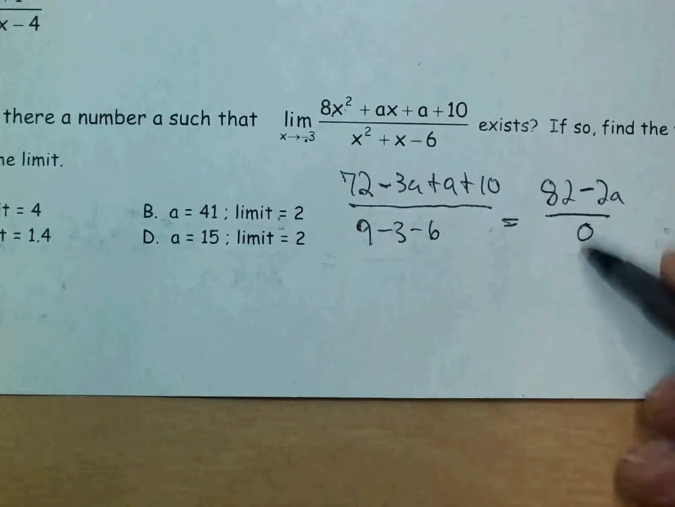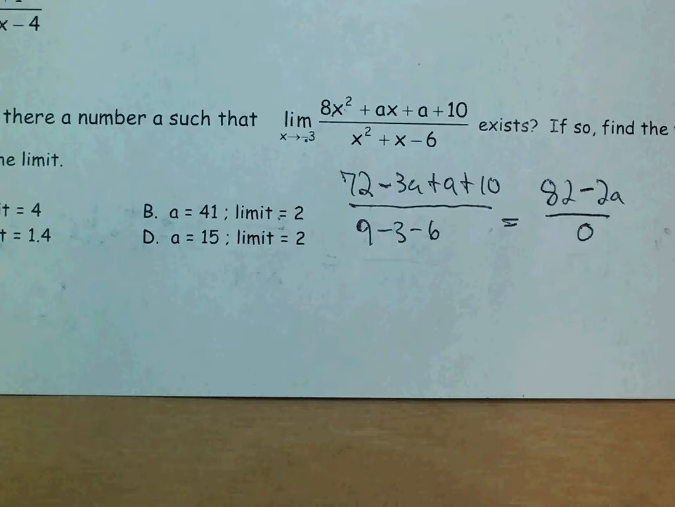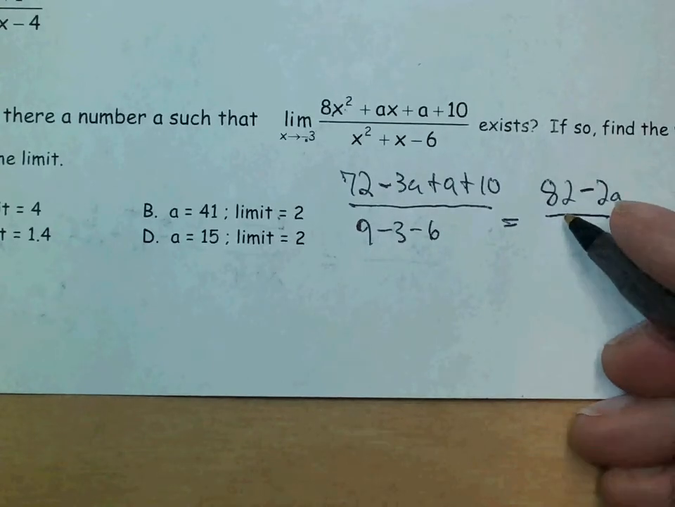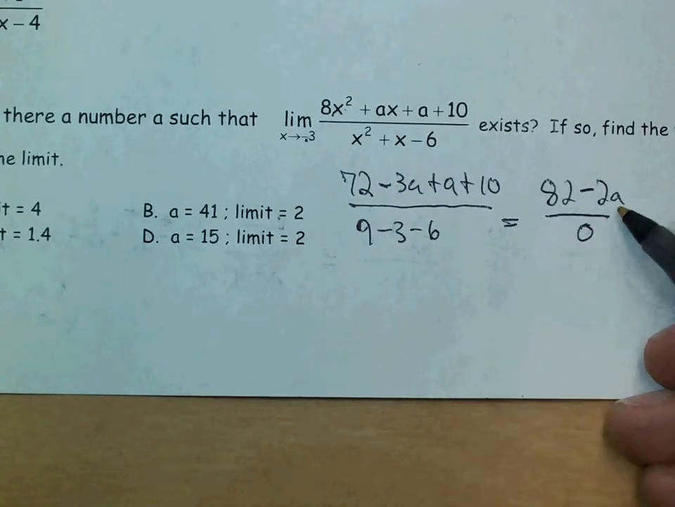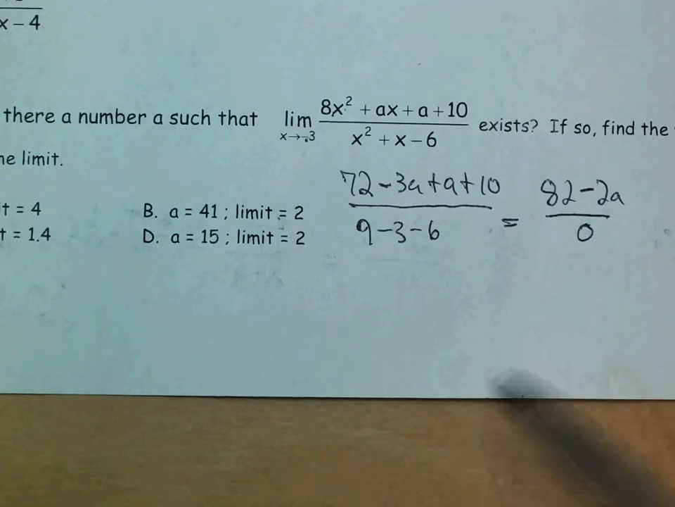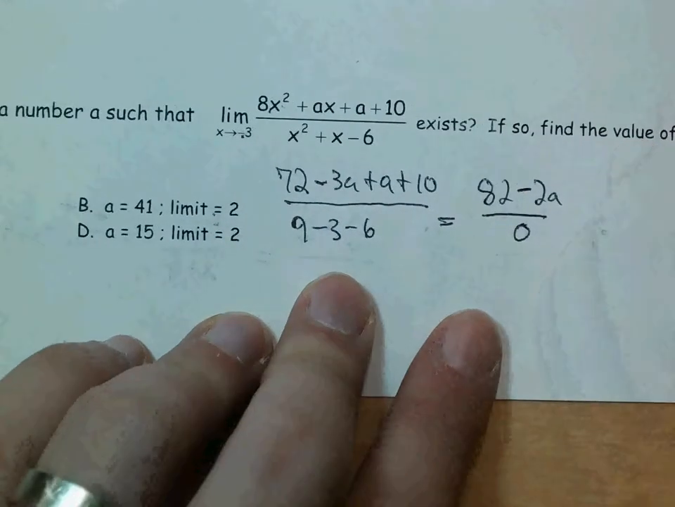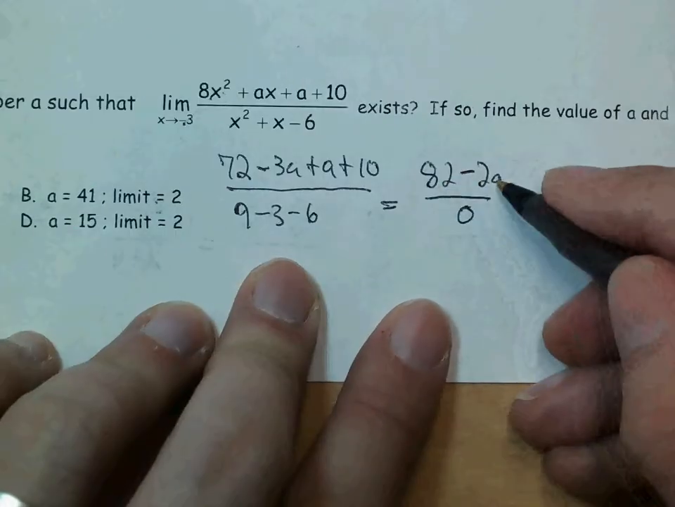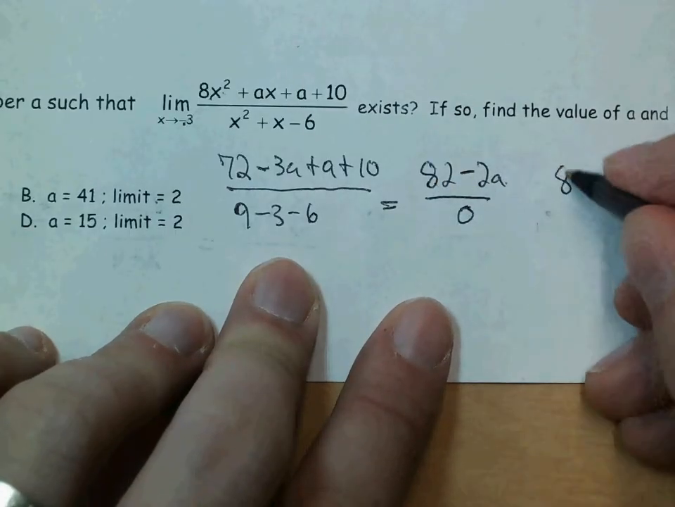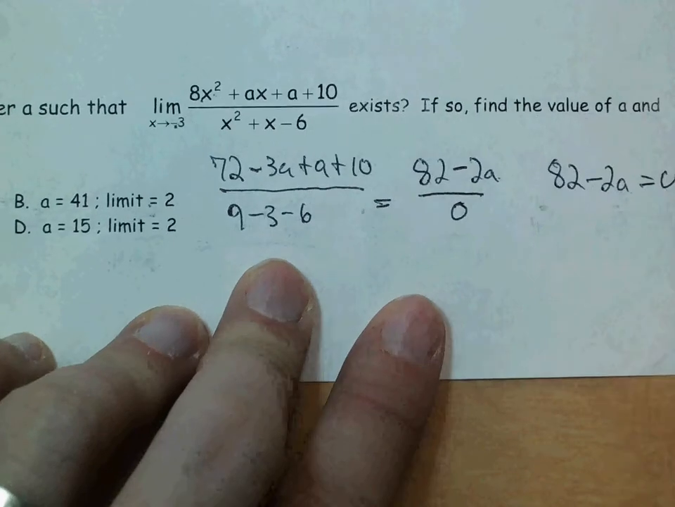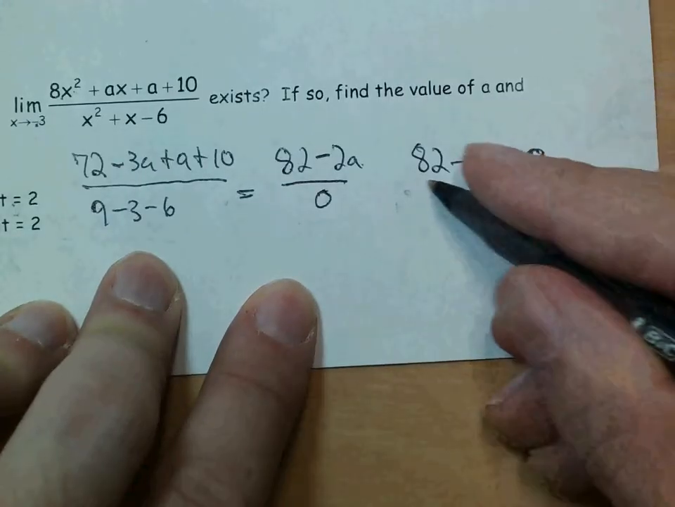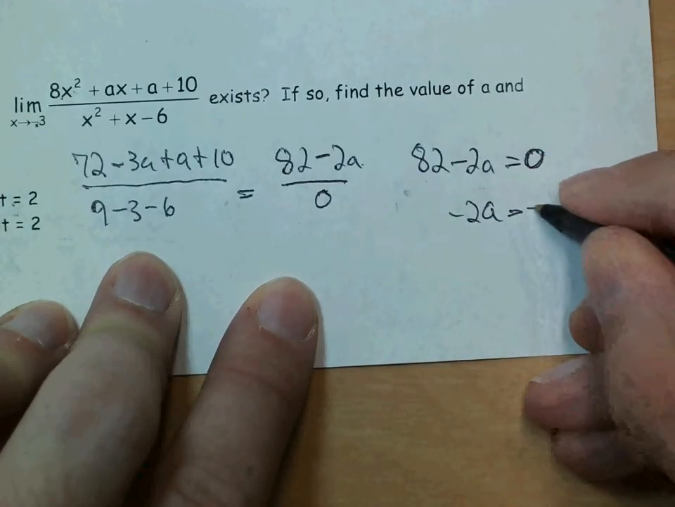But remember, the limit can exist if it's 0 over 0, because that's an indeterminate form. So what this question is really asking us is, what value of a will make the numerator equal to 0? Because if the numerator is equal to 0, there'll be an indeterminate form, and we'll be able to evaluate the limit. So what we're going to do is just solve an equation. We want to know what value of a makes this equal to 0. That is literally the definition of an equation.